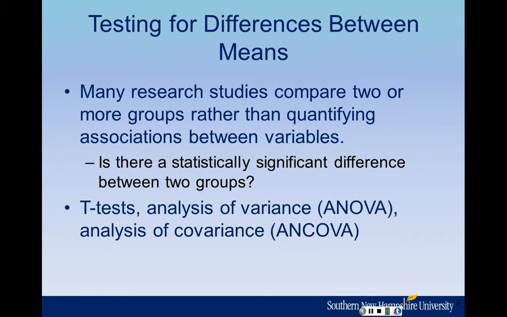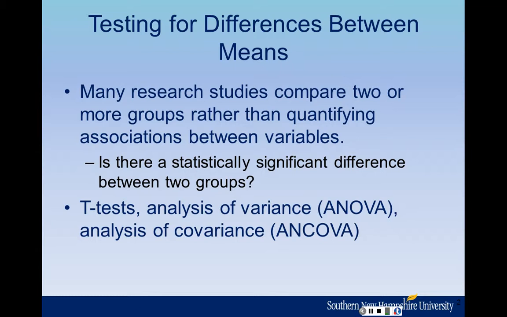Now, usually the groups are getting something different. One is maybe a control group, and the other group is some kind of an experimental group. So the difference between groups for whatever outcome variable is being measured means that whatever that experiment was, it made a difference. And so the tests that we're going to talk about will be mainly t-tests and analysis of variance.